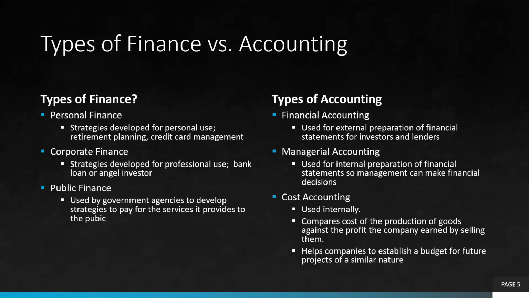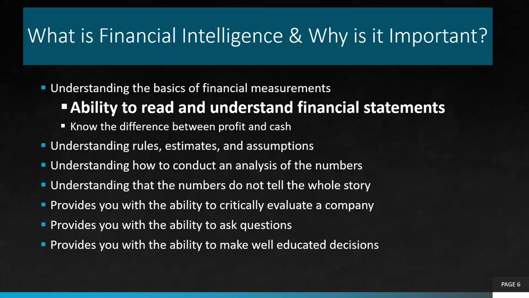And then on the accounting side, there's financial accounting. Financial accounting is when the financial reports are prepared for external use for investors or lenders. Managerial accounting is used for internal preparation of the final financial statements so that management can make financial decisions. And cost accounting is used internally, and it compares the cost of the production goods against the profit of the company and what they earned by selling their products. And it helps a company to establish a budget for projects of a similar nature.